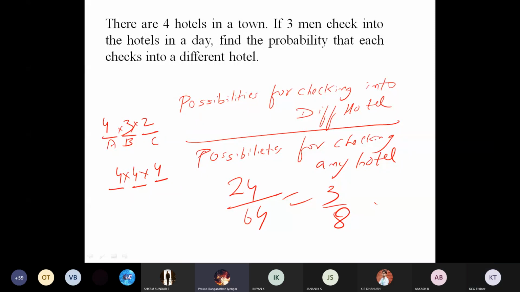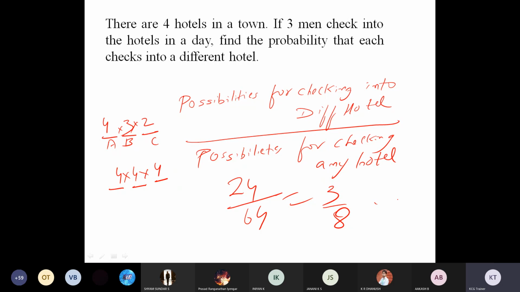Can you explain one more time, sir? Sure. The question is asking the probability of three people checking into different hotels. So that is a condition. Without the condition, what will be the total possibilities? Three people going into any hotel will be the total possibilities. Out of that, we have to find the possibilities of checking into different hotels.